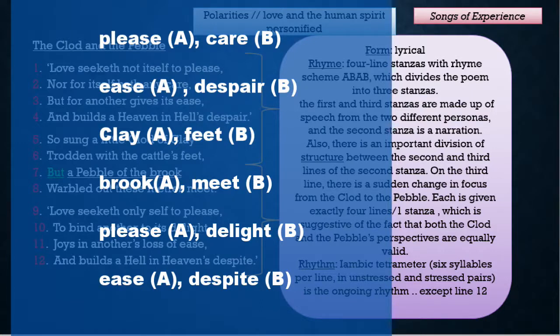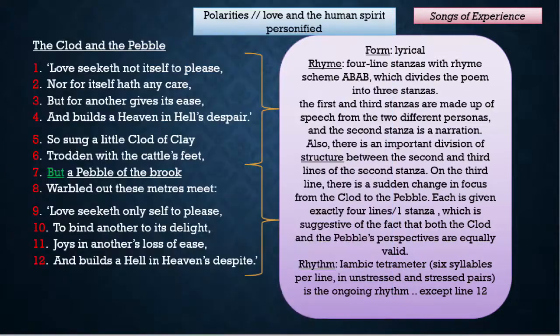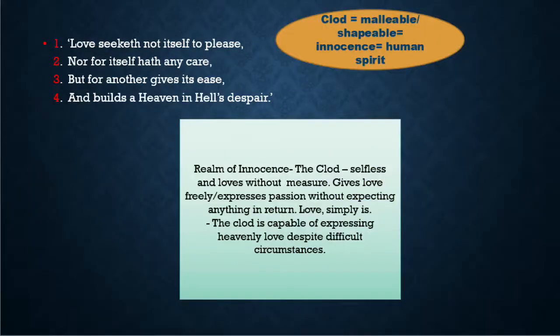So he wrote this in a very clever way, I think. The first stanza relates to and is solely fixated on the clod's perspective. The second stanza is like a bridge of consciousness connecting the two perspectives. And then the last stanza relates to the pebble's perspective. Yeah, we're gonna get into the poem now.